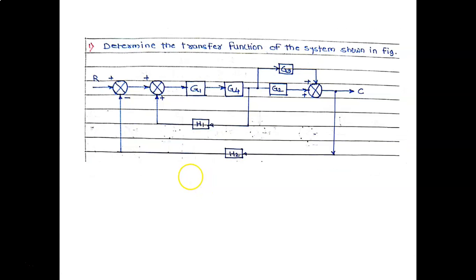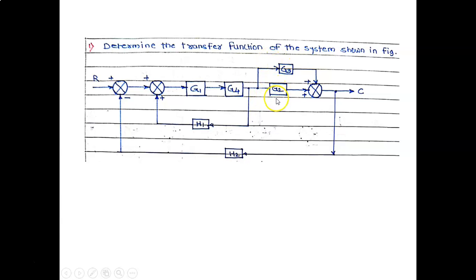Now this is our first problem. Determine the transfer function of the system shown in figure. Now this is the diagram they have given, in which 3 summing points are there, 1, 2 and 3. Blocks G1, G4 are there, they are connected in series. Then this H1 is there, this is feedback path.